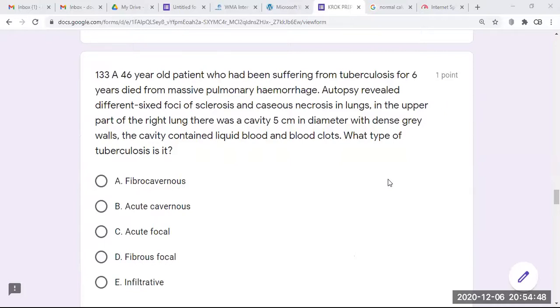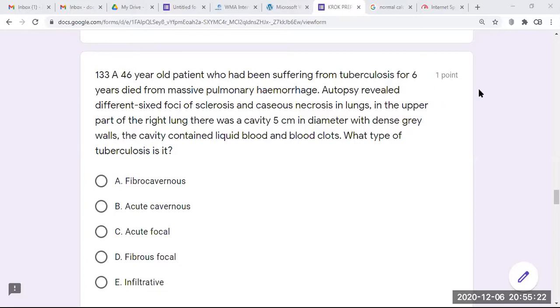A 46-year-old patient who had been suffering from tuberculosis for 6 years died from massive pulmonary hemorrhage. Autopsy revealed different foci of sclerosis and caseous necrosis in lungs. In the upper part of the right lung, there was a cavity 5 centimeters in diameter with dense gray walls. The cavity contained liquid blood and blood clots. What type of tuberculosis is it?